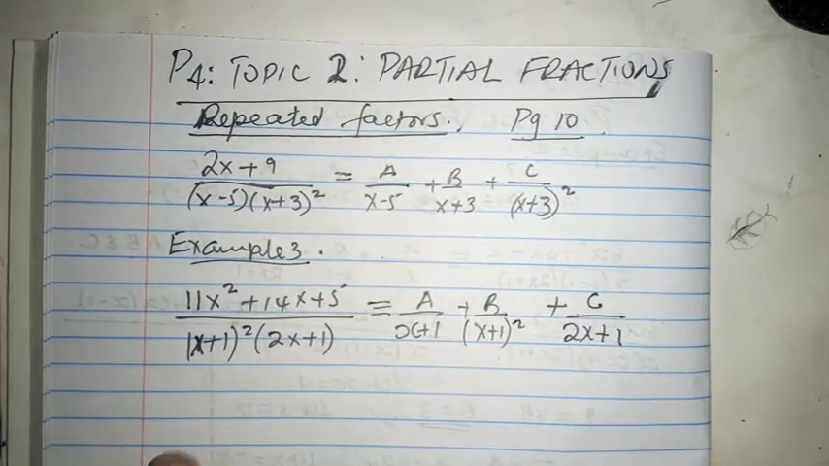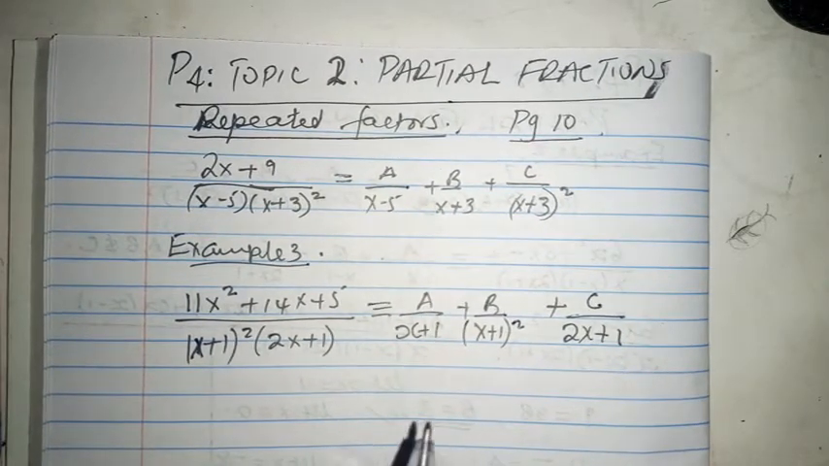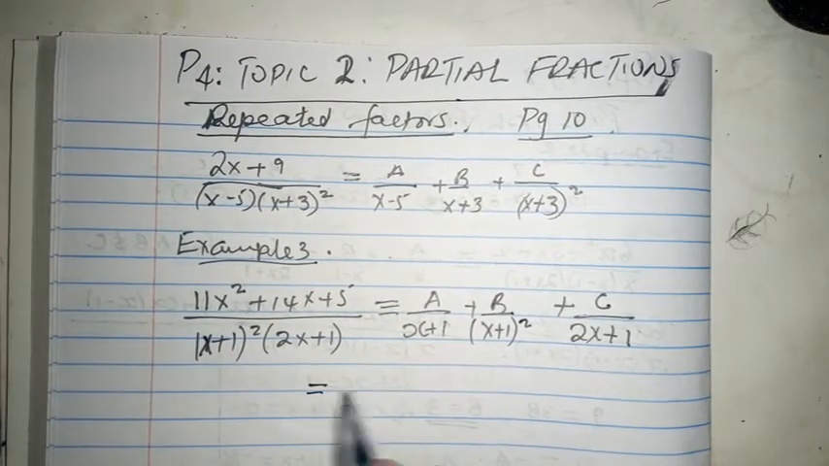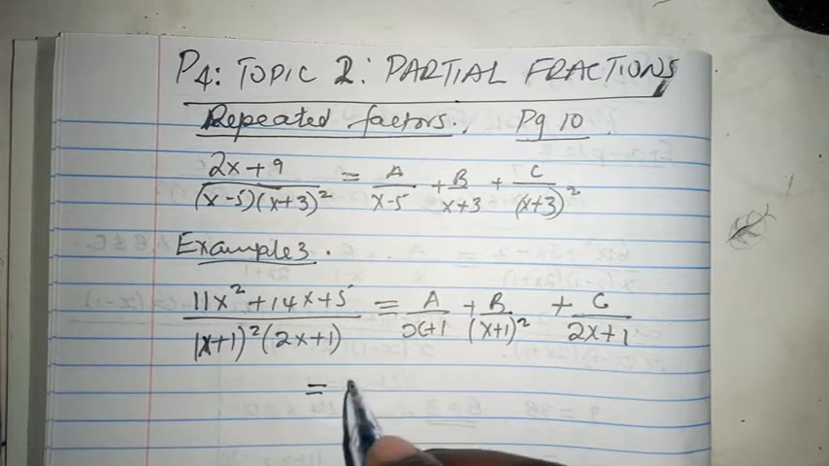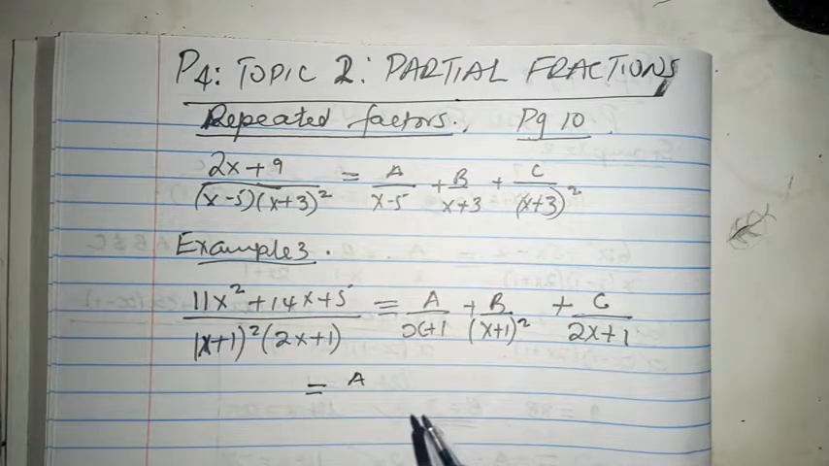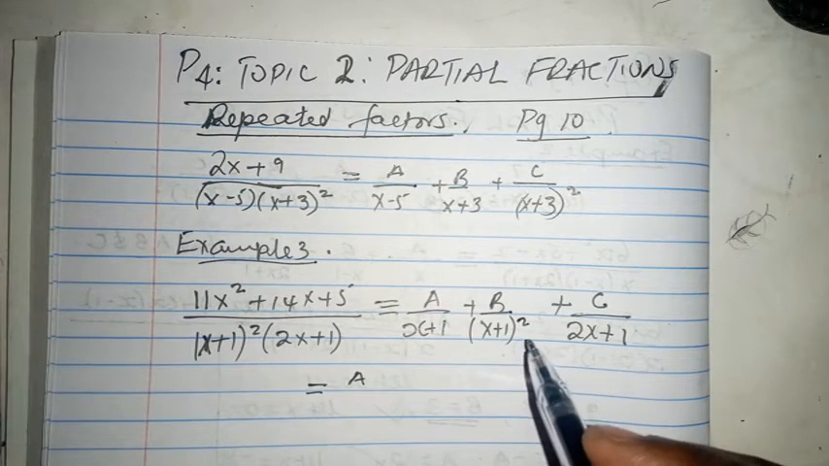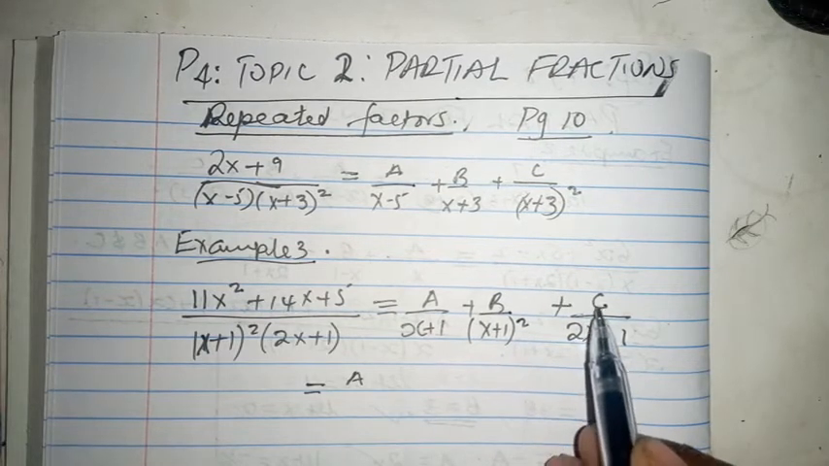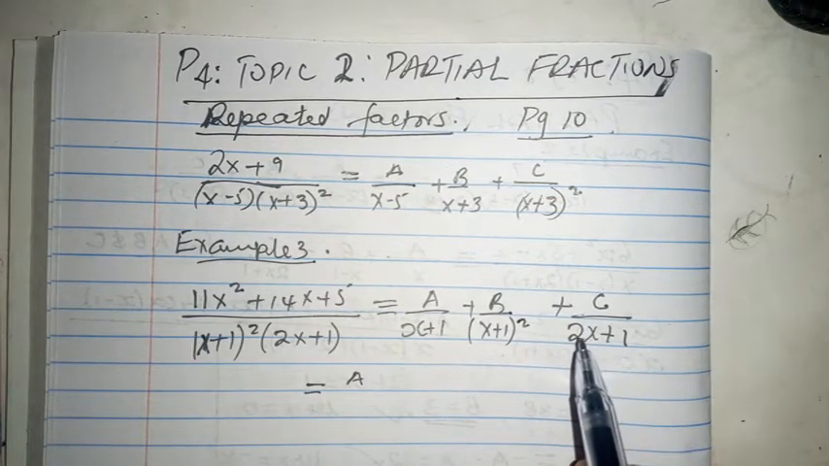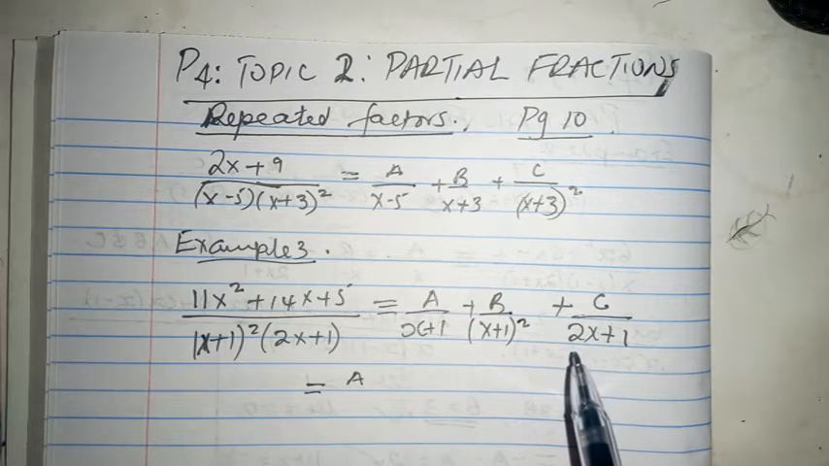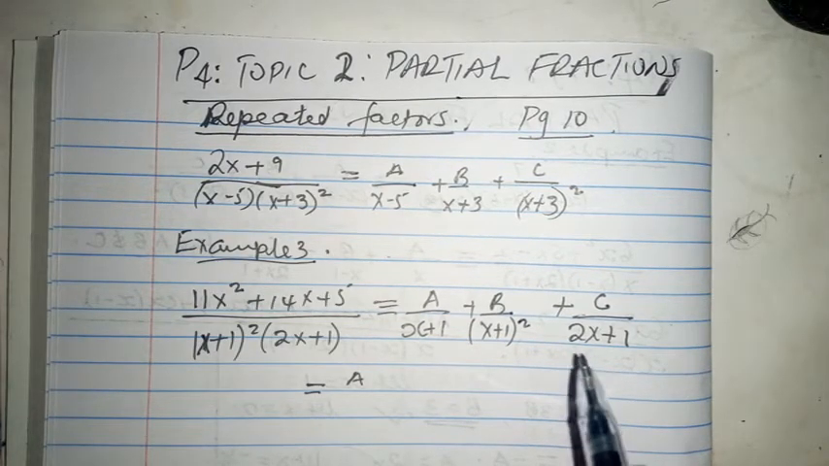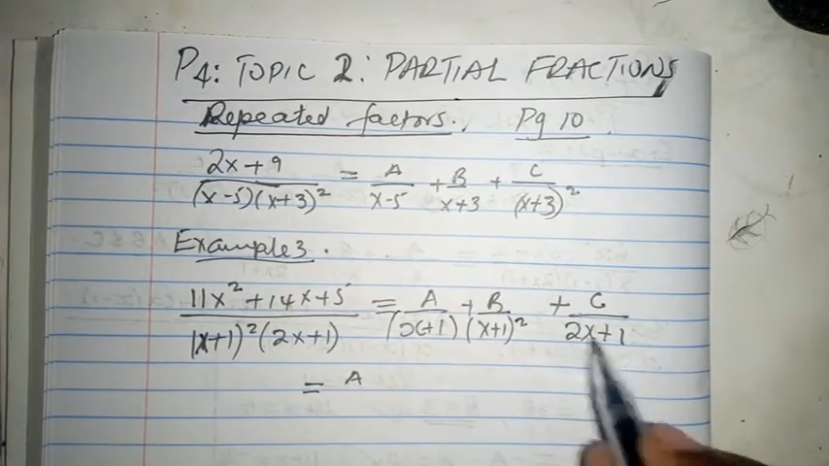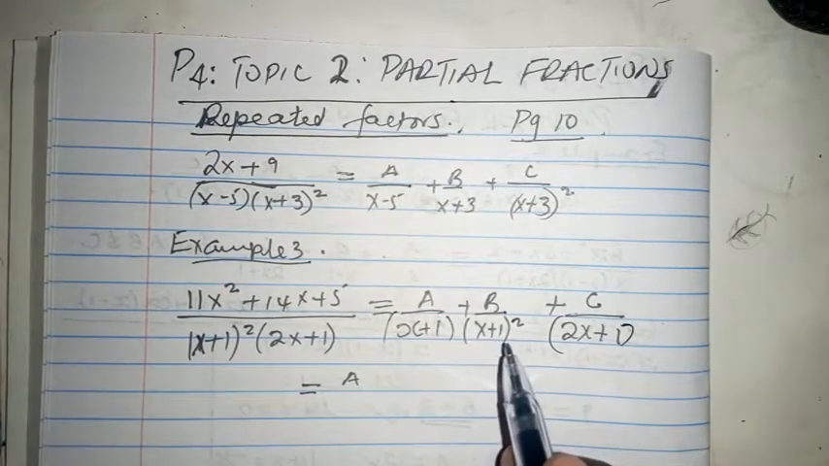Of course, when you say let the whole of this be equal to what we are suggesting, that is a over x plus 1 plus b over x plus 1 squared plus c over 2x plus 1. That is what we have been asked to show. So you need denominators of this format, this other denominator, and this other denominator.